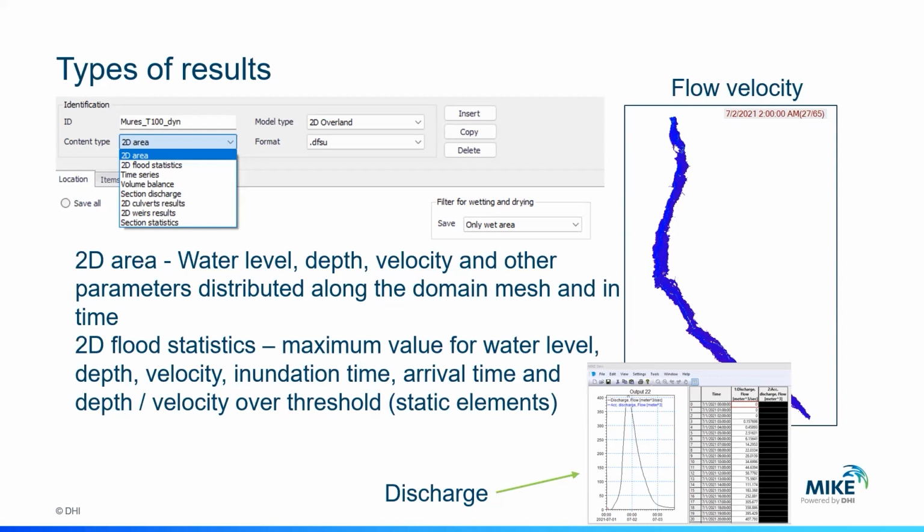These results can also be exported and visualized as time-varying longitudinal profiles and even point time series. And as you can see also from the image on the left upper side, we can also assess the 2D culverts and weirs results, as well as cross-section discharges anywhere in the 2D domain. All these results can be extremely useful and can be used to fully understand the processes in the area and to make informed decisions based on high quality results.